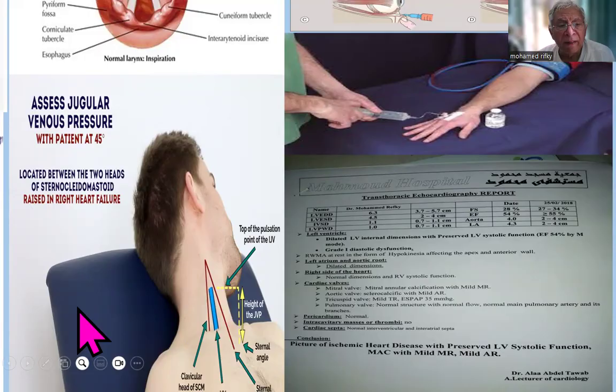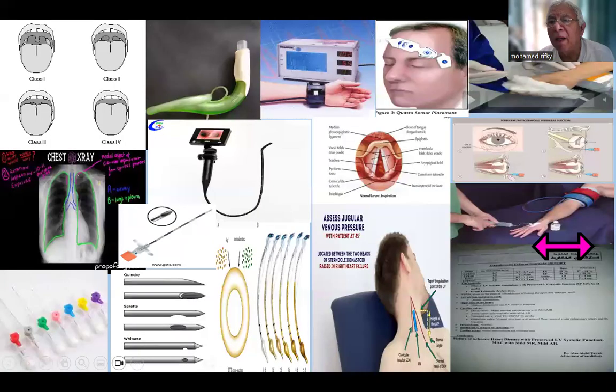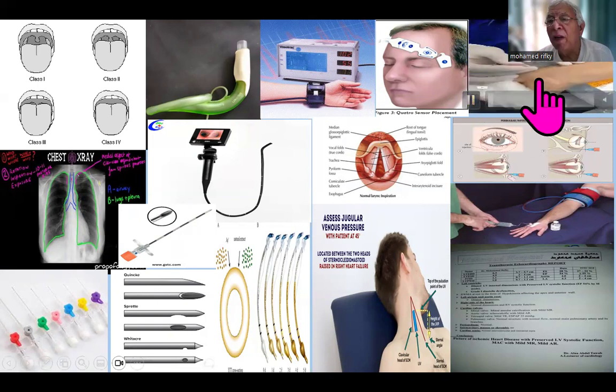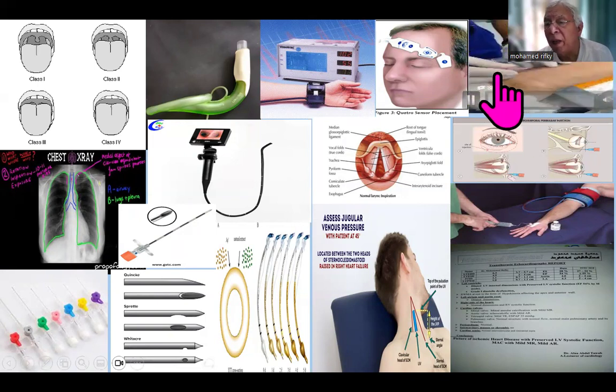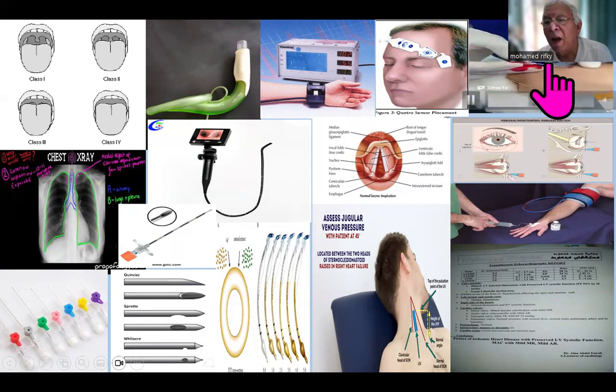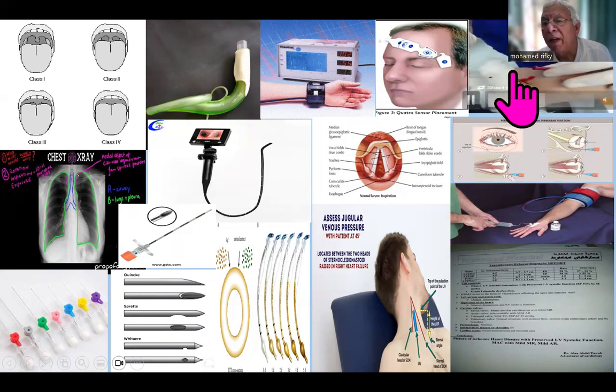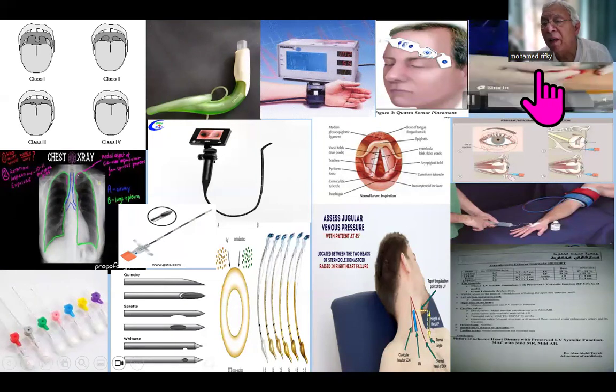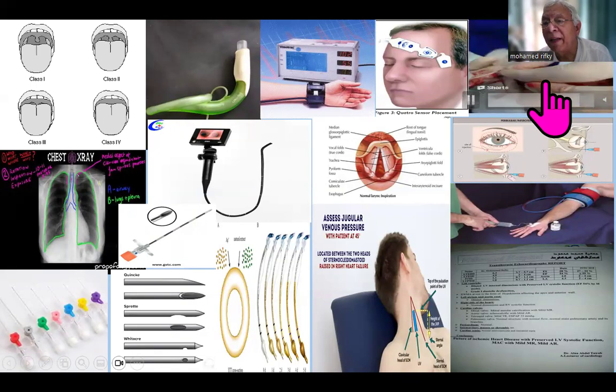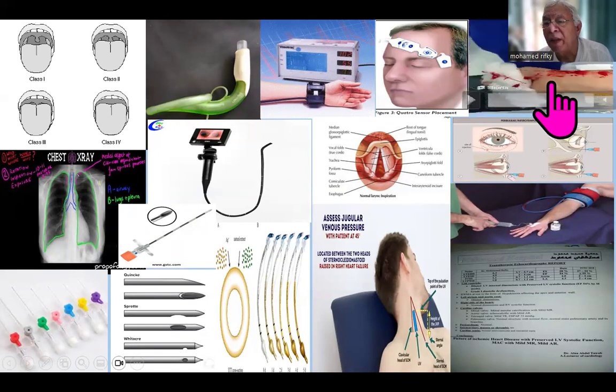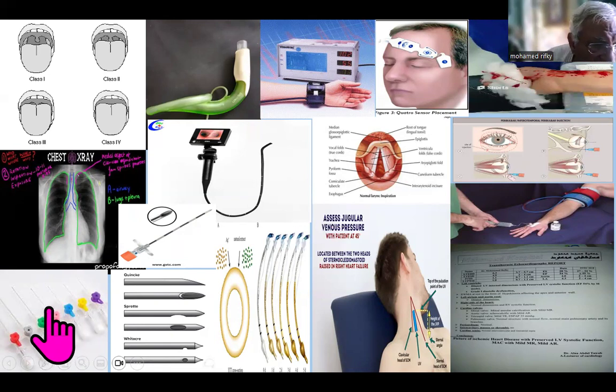The last thing is my colleague introducing an arterial line by what we call the Seldinger method, where he introduces first of all a needle, and then through the needle he introduces a guide wire, and then through this guide wire he puts the cannula through it, so we can use it as a method to continuously measure the blood pressure, and we can take blood gases for analysis.